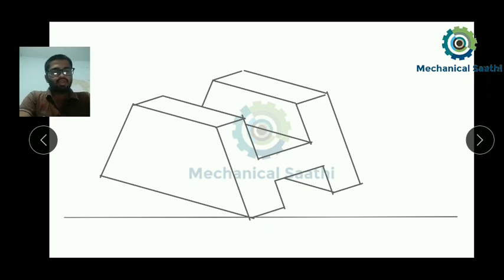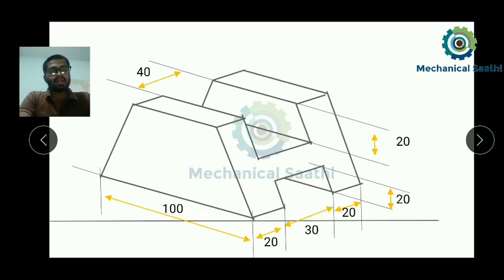Let us try to assign all those dimensions over here. This dimension was 20 and this dimension was 30, and again this dimension was 20. This total dimension was 100 mm. From here to here, this was 40. If you see again, this height was 20 and this height was also 20. So let us assign all those dimensions over here, and then you can get a figure like this.